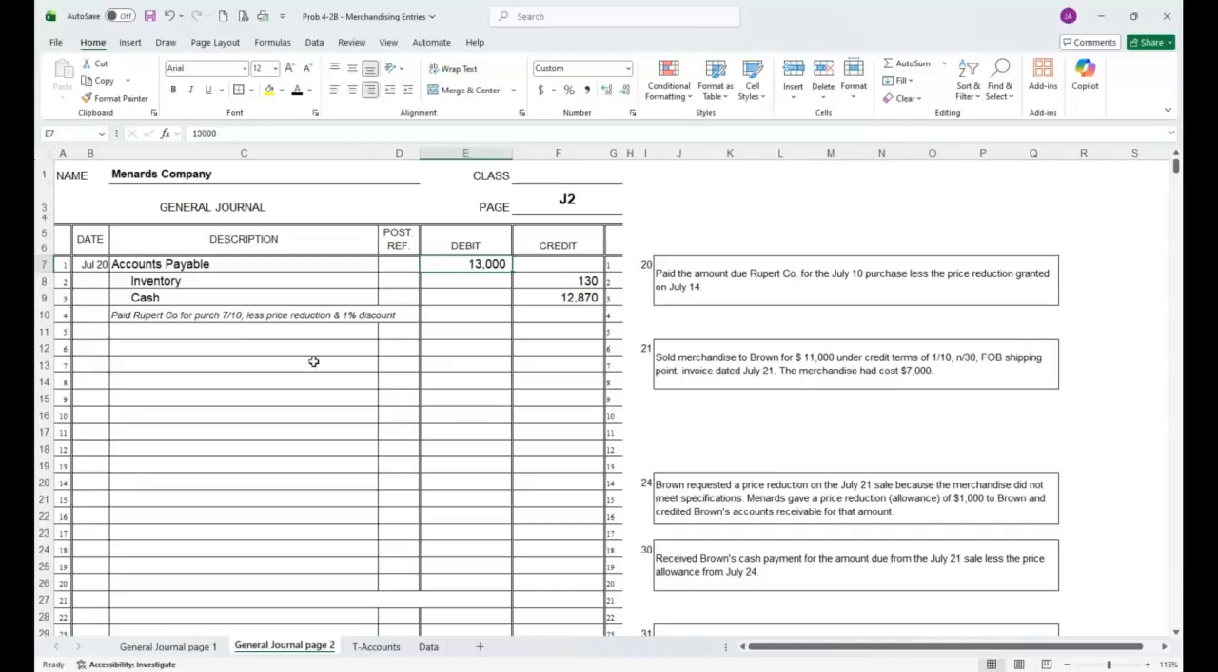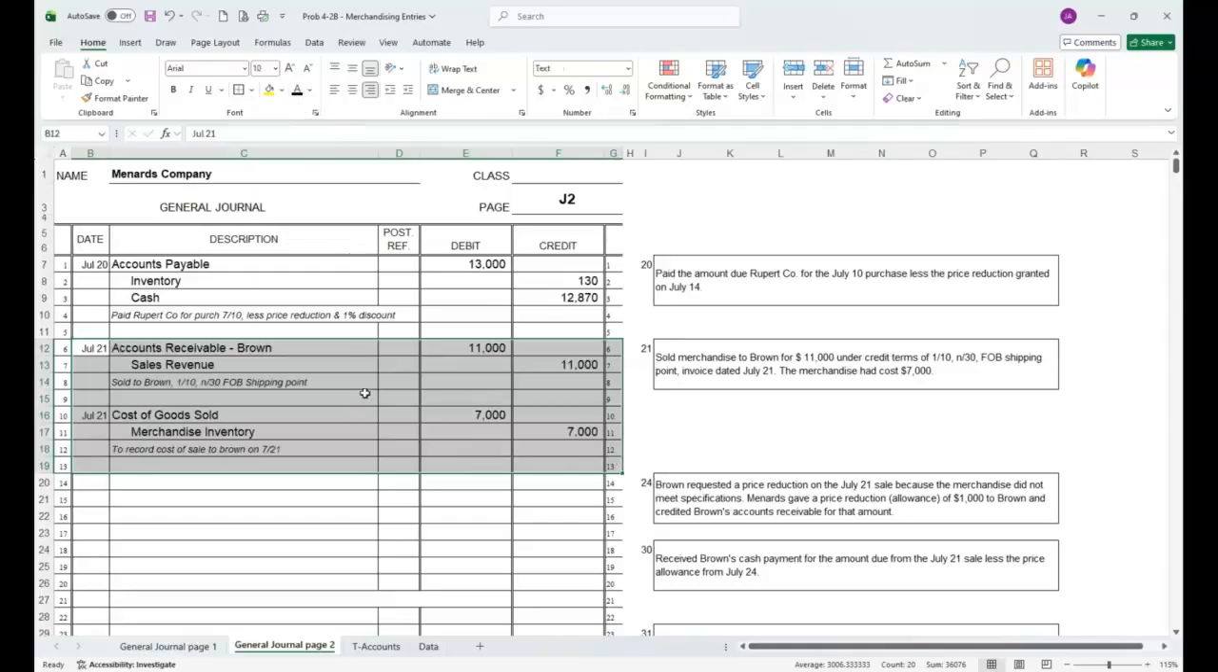We sold merchandise to Brown Company for $11,000. We know we've got to make two entries here. So a debit to accounts receivable Brown and credit to sales revenue for $11,000. The cost was $7,000. Debit cost of goods sold, credit merchandise inventory for $7,000. This is 1/10, n/30. So as long as they pay us by the 31st, they get a 1% discount.